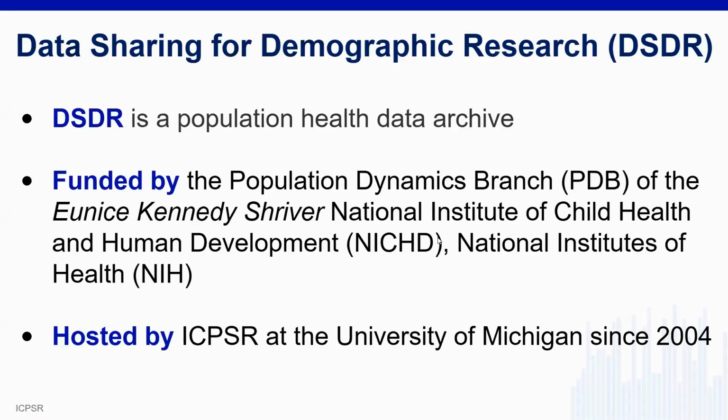And then we'll conclude by looking ahead to a couple things that are coming soon. Okay. So what we are: data sharing for demographic research. We call ourselves DSDR. You'll hear that quite a bit. We're a population health data archive, and we're funded by the Population Dynamics branch of the National Institute of Child Health and Human Development, NICHD, which is one of the institutes at NIH. And we're hosted here at ICPSR. That's where we all work at University of Michigan, and we have been for more than 20 years.